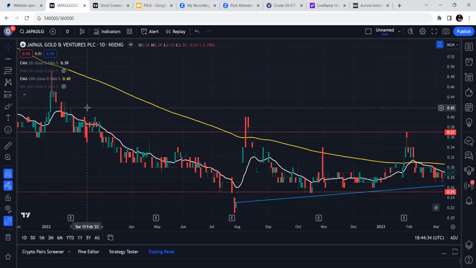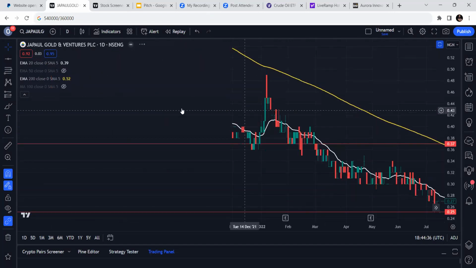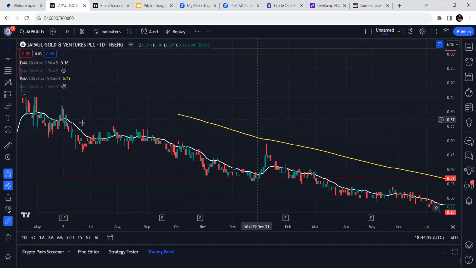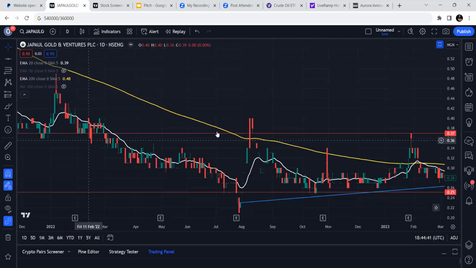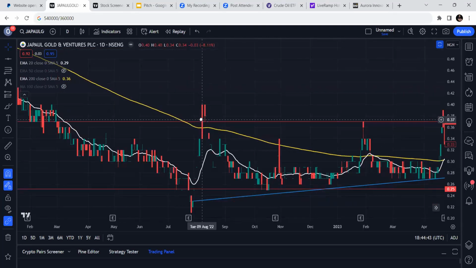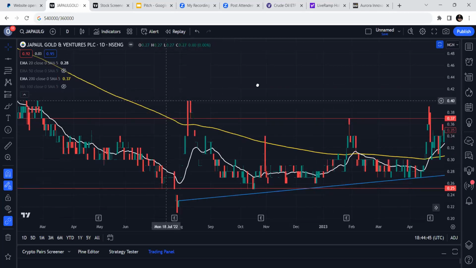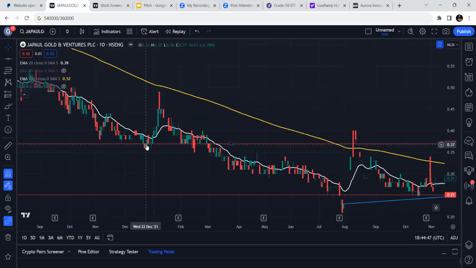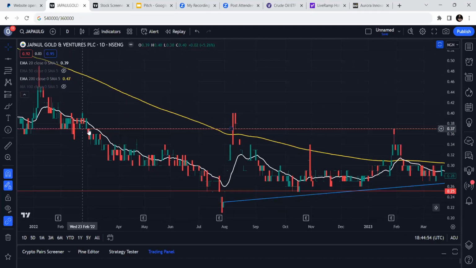Look at the decline stage. Japan was in a clear decline stage, and then it got into accumulation. Look at the accumulation stage on Japan. You can see the line. Between February 2022, Japan had been trading between 37 kobo and 25 kobo.